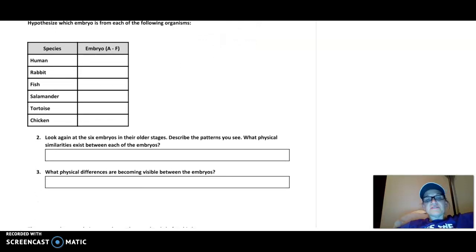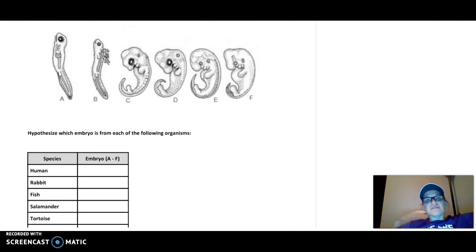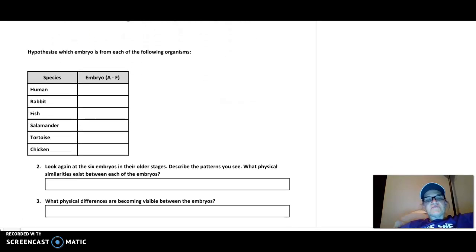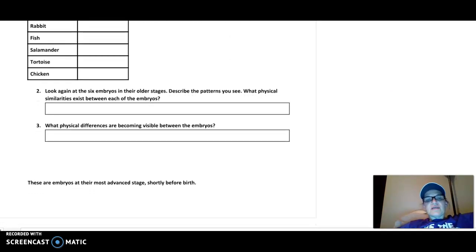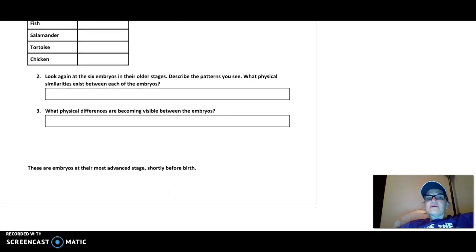What physical differences are becoming visible between the embryos? You can really see some physical differences in A and B. They're elongating, they're stretching out, different things like that. So go ahead and answer those, and then come back to the video and we'll move on to these embryos in their most advanced stage, shortly before they're actually born. So pause the video, answer the questions, and then come on back.